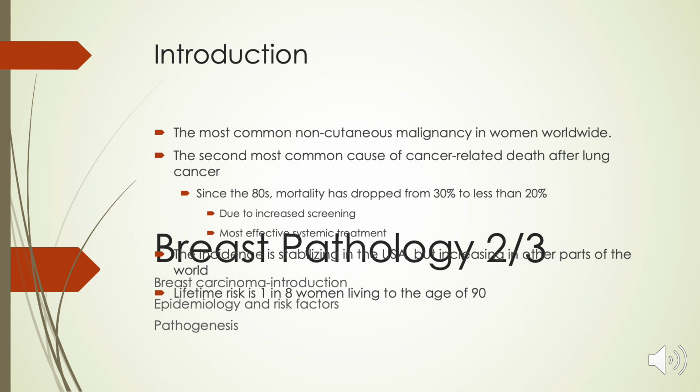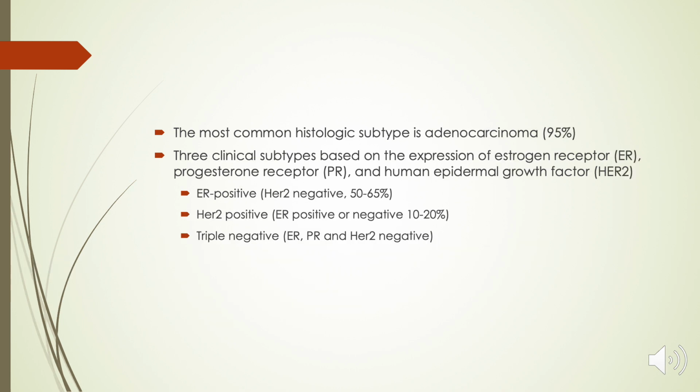In the United States of America, the incidence is stabilizing, while it's increasing in other parts of the world. The lifetime risk of breast cancer in women is 1 in 8, meaning 1 in 8 women will possibly have breast cancer by the age of 90. The most common histologic subtype is adenocarcinoma, representing 95% of the cases. Other histologic subtypes include lymphoma, metastatic tumors, adenoid cystic carcinoma, squamous cell carcinoma, but you guys don't need to worry about these as these are very rare.